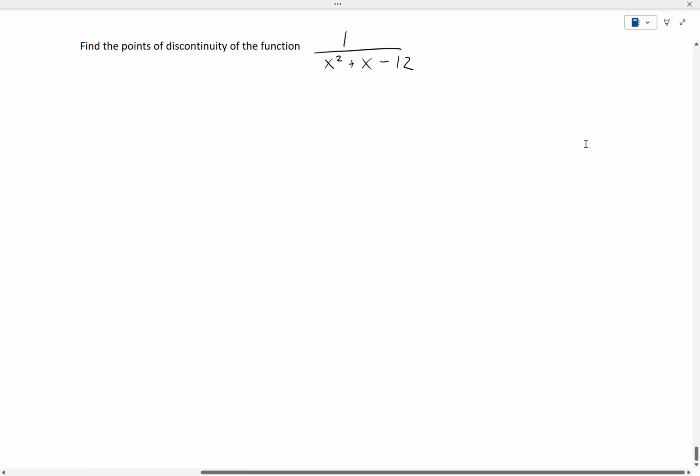to Josh Does Math. In this video, we're going to be finding the points of discontinuity of the function 1 over x squared plus x minus 12. So we're looking for the points of discontinuity, where the function is not continuous.